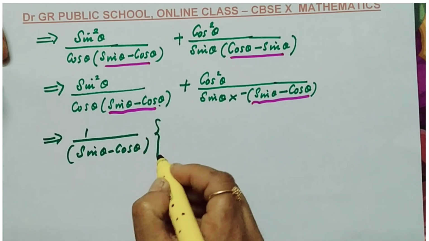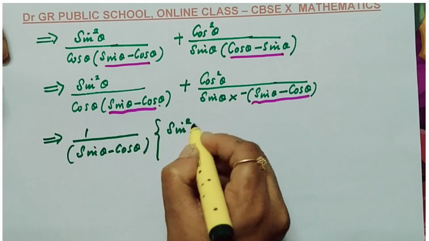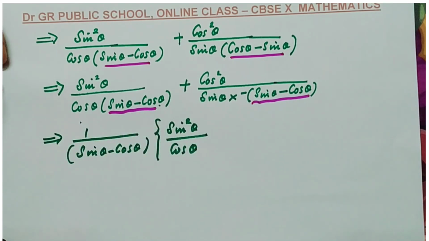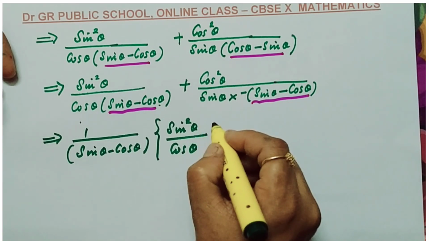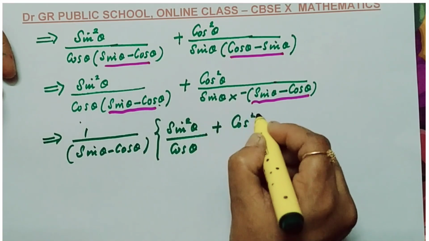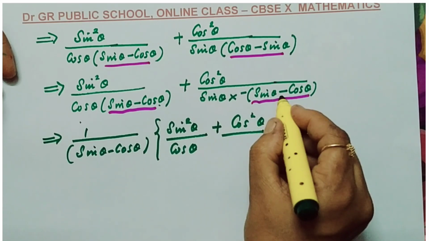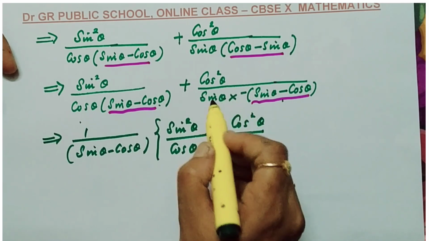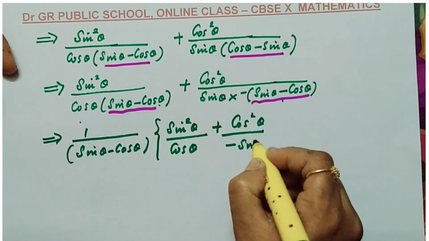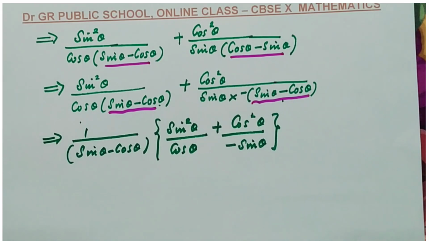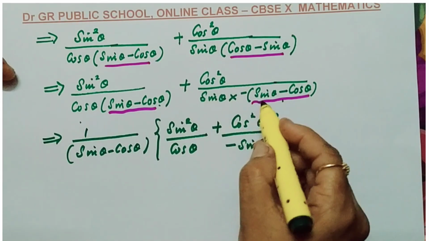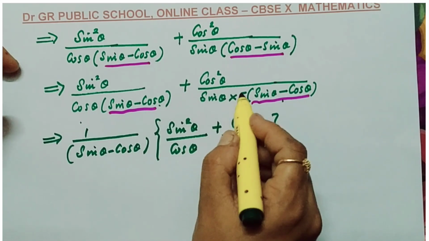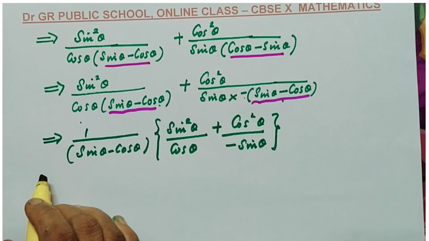Now within the bracket remains sin square theta by cos theta only. Why? Because sin theta minus cos theta common outside. Now plus cos square theta by this sin theta, minus the cos theta common outside. Here remains a minus 1. Minus 1 into sin theta is minus sin theta. Understand this step. So sin theta minus cos theta common outside. There remains a minus 1. Minus 1 to sin theta is minus sin theta.